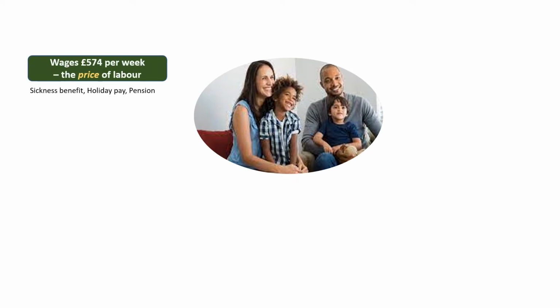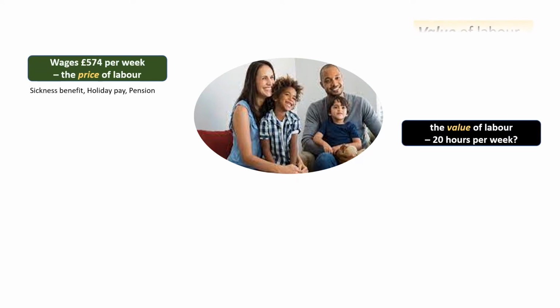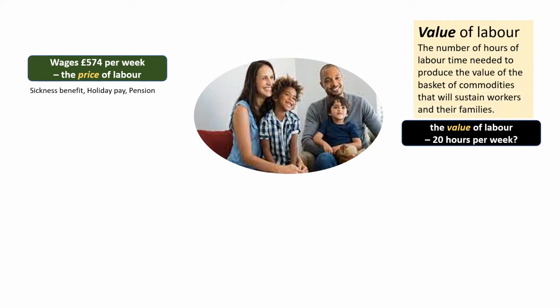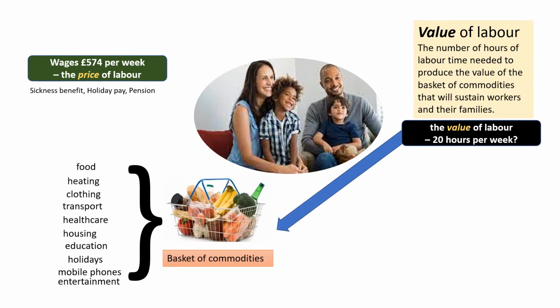And depending upon many factors, the strength of trade unions, for example, the struggle can result in the price actually paid for labour in wages being very different from the value of your labour, the amount you actually need. And that value is measured by the number of hours of labour needed to produce the socially accepted basket of commodities needed for a family. And that varies as social and technological conditions change. In recent years, having a mobile phone has been added to the basket.